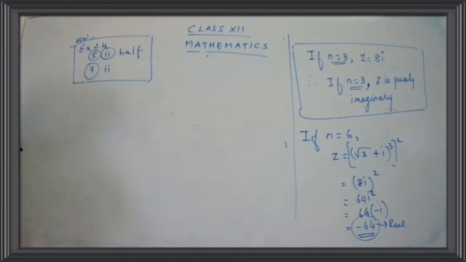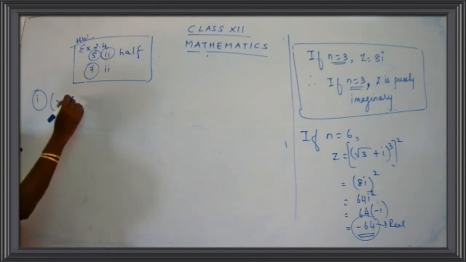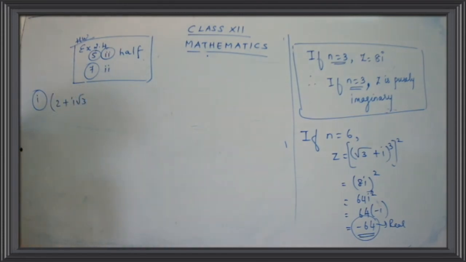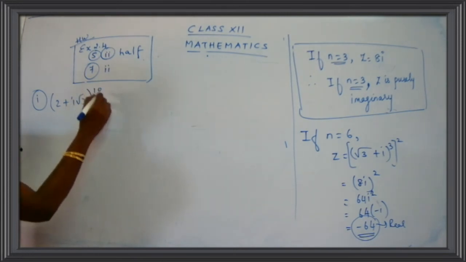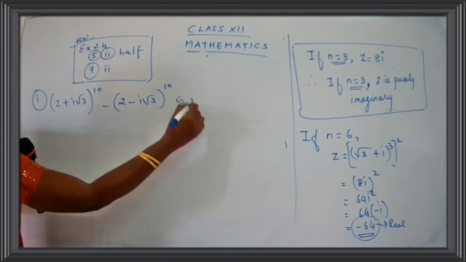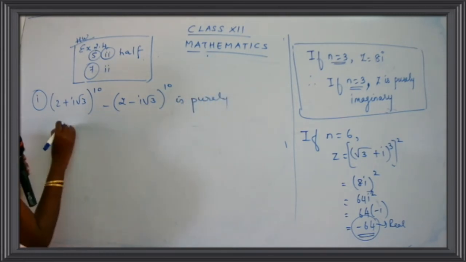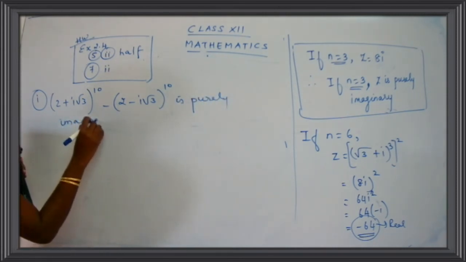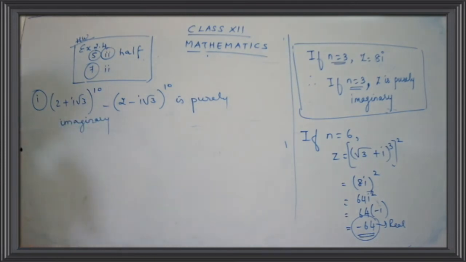I'll be doing the first subpart. Read on the first subpart: 2 plus i root 3 the whole raised to 10 minus 2 minus i root 3 the whole raised to 10 is purely imaginary. This is what we have to show.